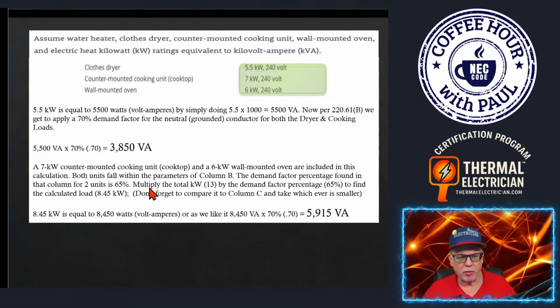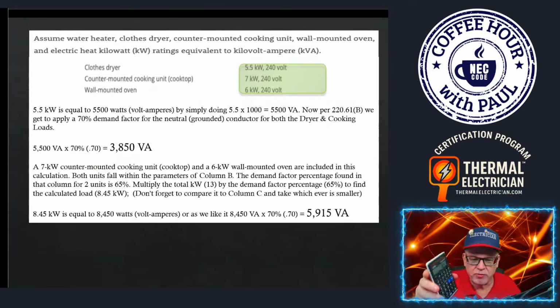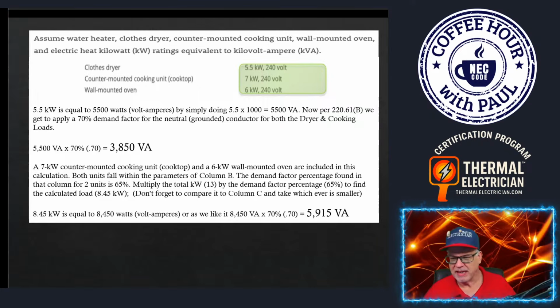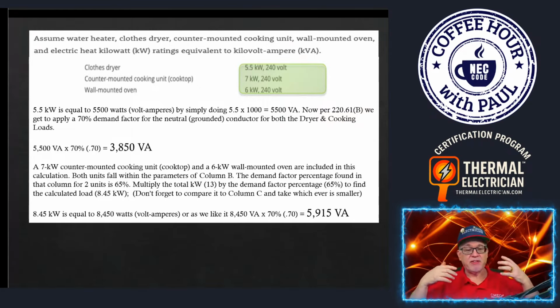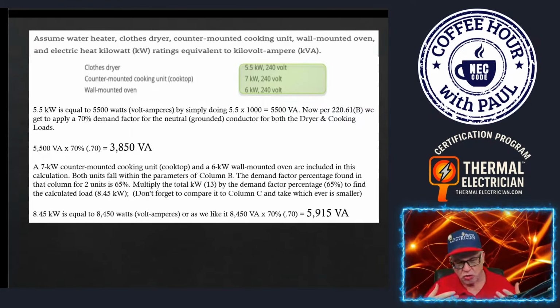All right. And so we're going to take the 6 and the 7, that's 13. And we're going to take 13 and multiply that by 0.65. And that gives me 8.45 or 8,450 VA. Now, that is the value that we would have used in our service calc using the standard method, right? But what did the code say for the neutral?